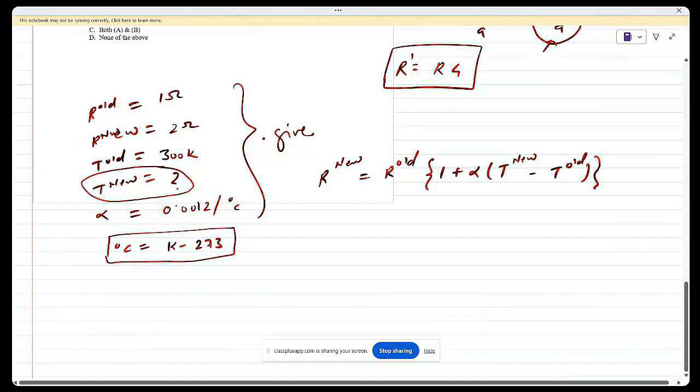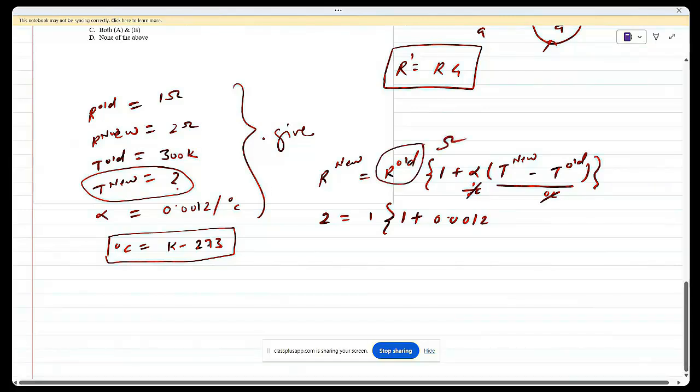R new is equal to 2. R old is 1. 1 plus alpha, which is 0.0012 per degree centigrade. Why per degree centigrade? Because its collective unit will be degree centigrade. Its unit will be 1 upon degree centigrade. Degree centigrade cancels, 1 is constant, and the resultant unit will be the unit of R, which is nothing but ohm. That's why. So this is 0.0012 inside the bracket T new, which you have to find out, minus T old. T old is 300 degree Kelvin.